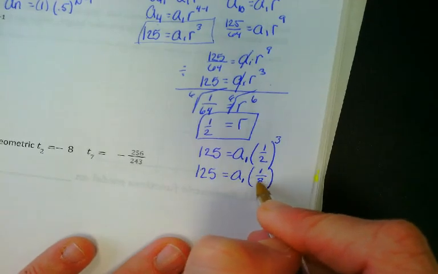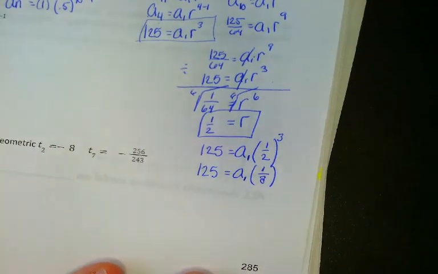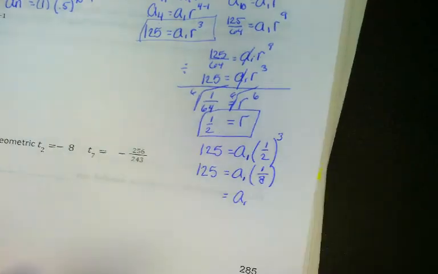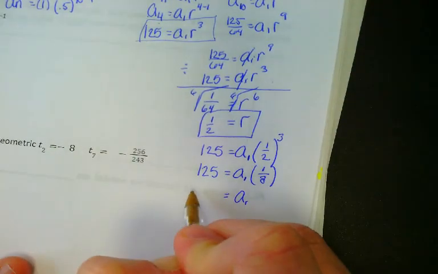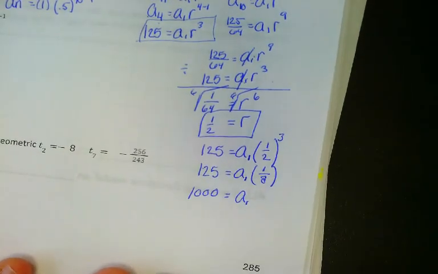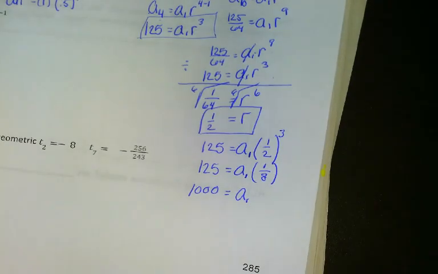1/8. And how are you going to solve for a sub 1? You could divide by 1/8, or you could multiply by 8. What do we get for a sub 1? What'd you get? Exactly. Do we agree with that? All right, so now we got to write the rule. Remember, you had to find r and a sub 1.